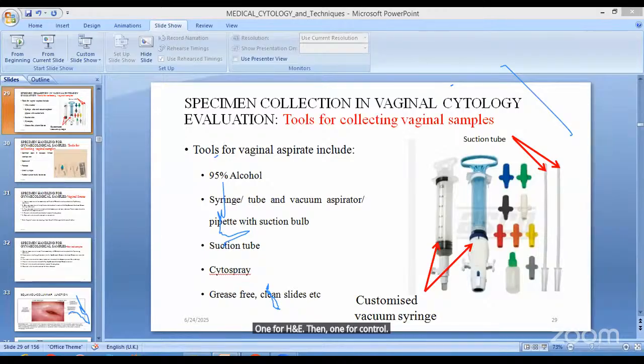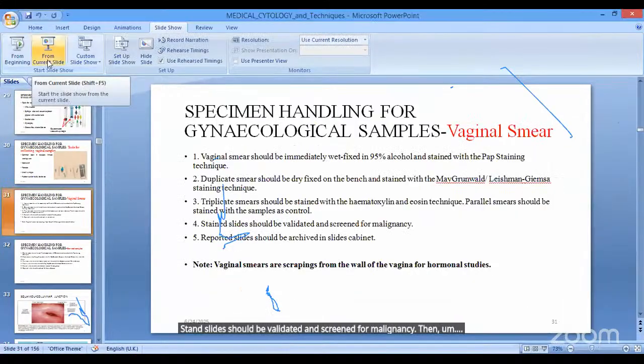Stained slides should be validated and screened for malignancy. Then reported slides should be archived in the slide cabinet.